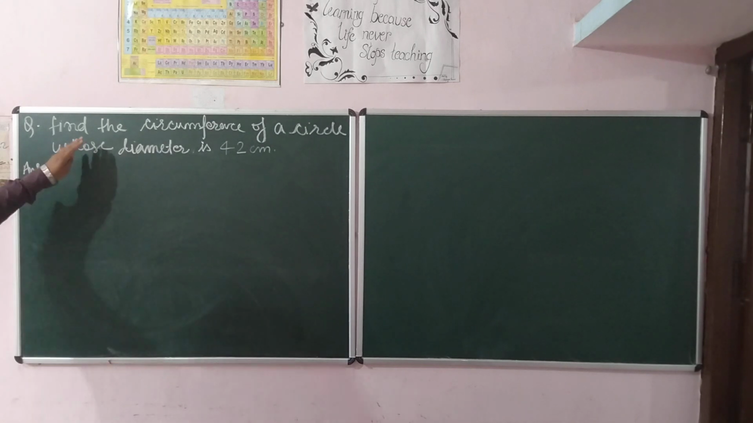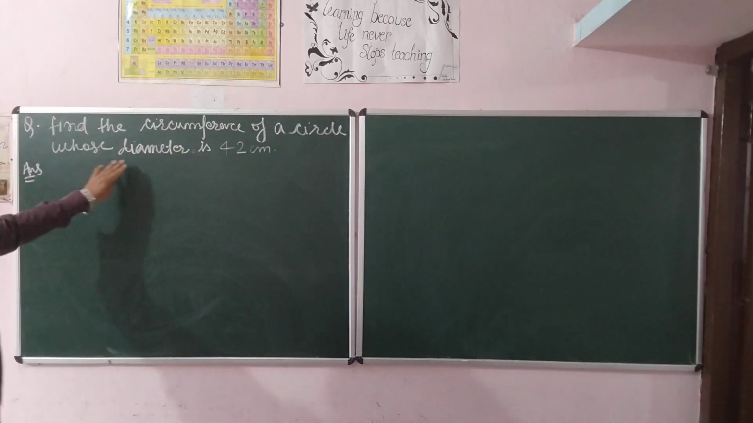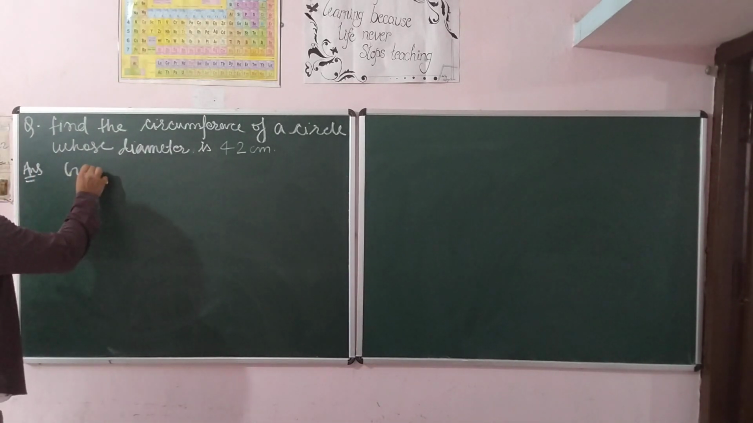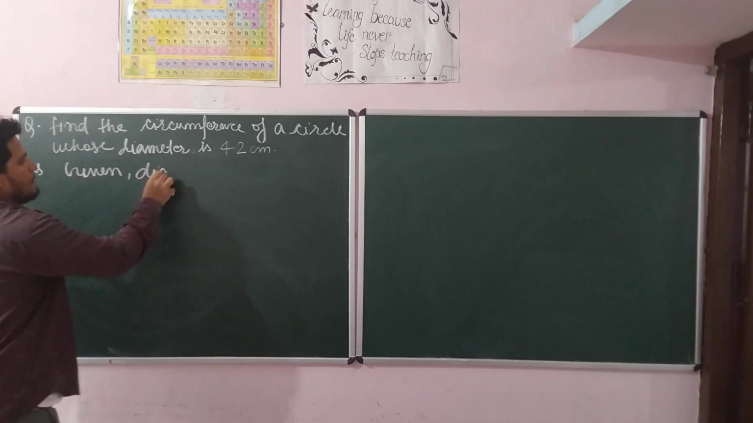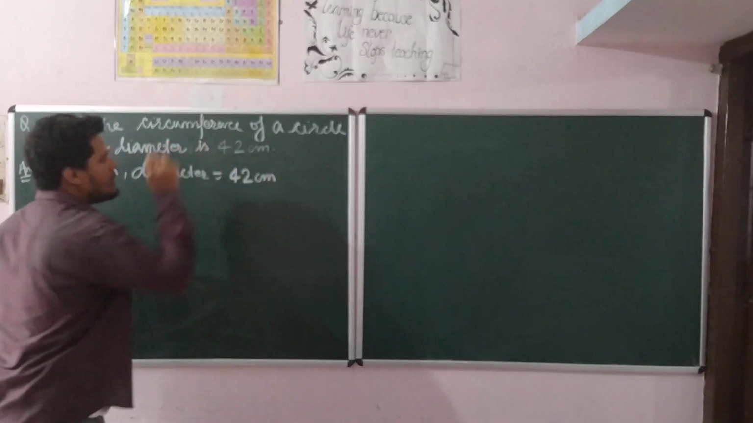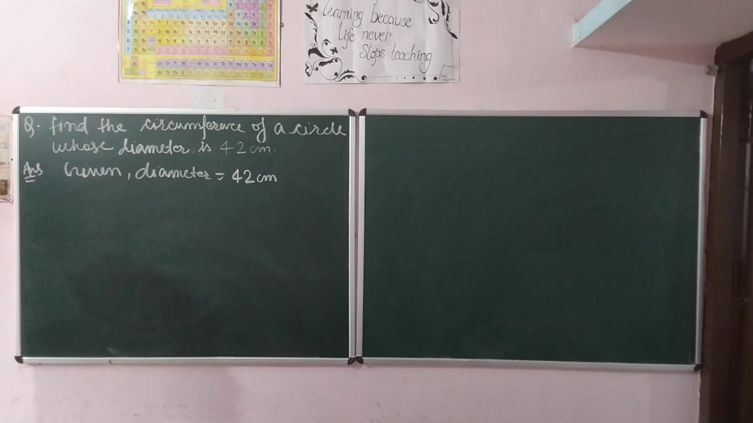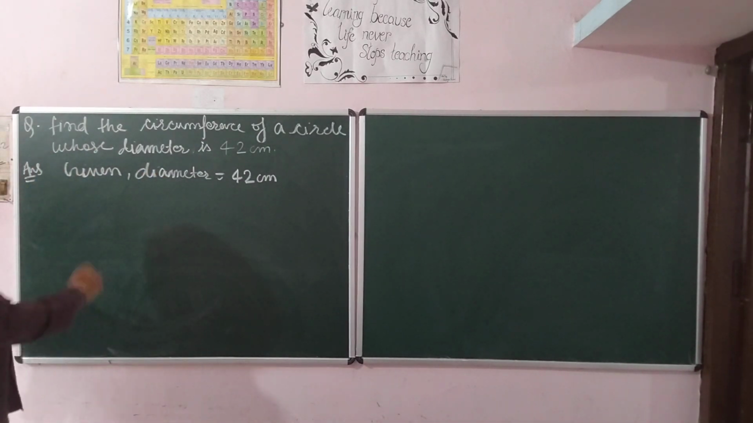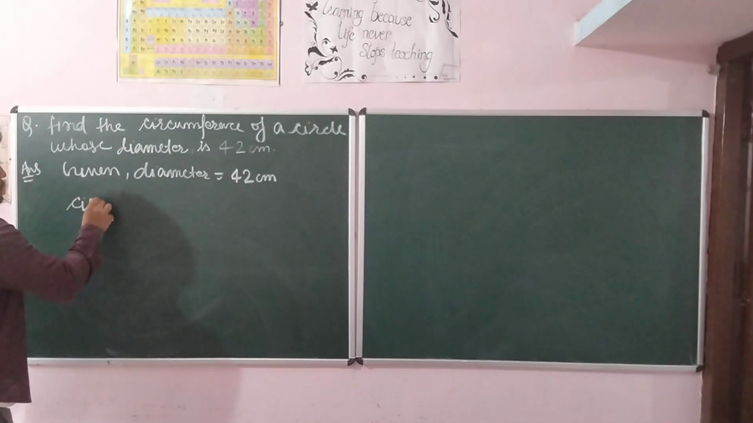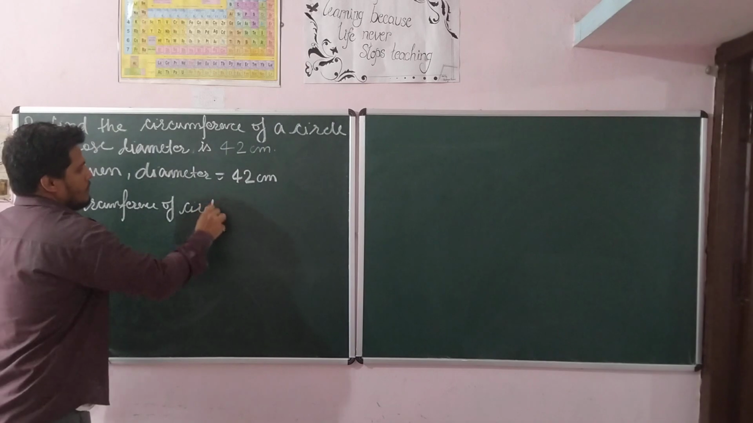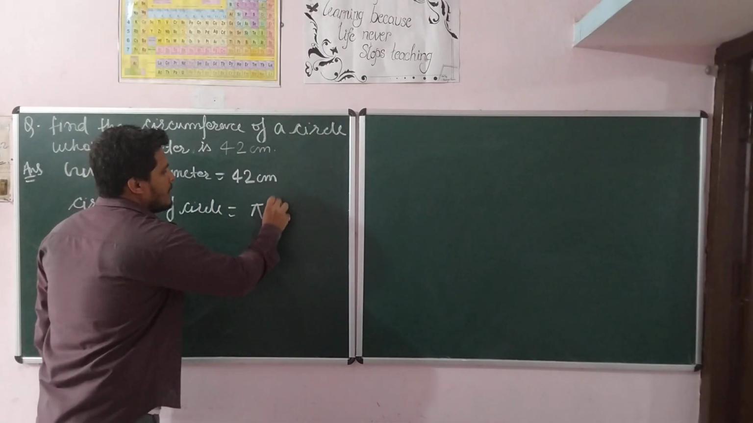Okay. Now next question is find the circumference of a circle whose diameter is 42 centimeter. First of all, we have to write what is given. Diameter is equal to 42 centimeter. Now, what is the expression for finding circumference of a circle when diameter is given? First of all, we have to write the expression. So that is pi d.